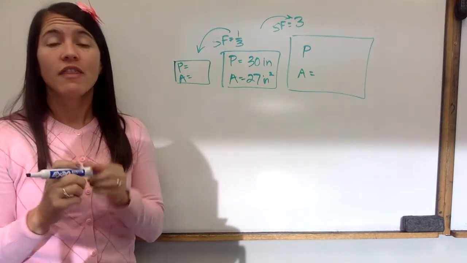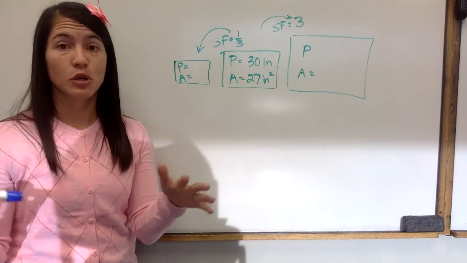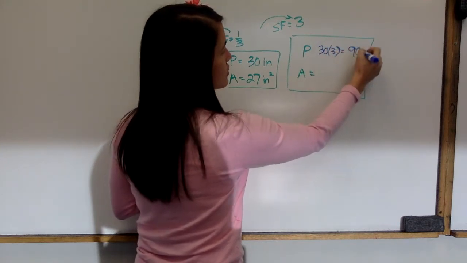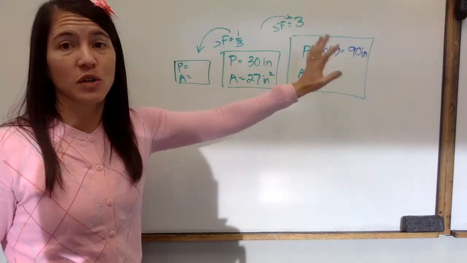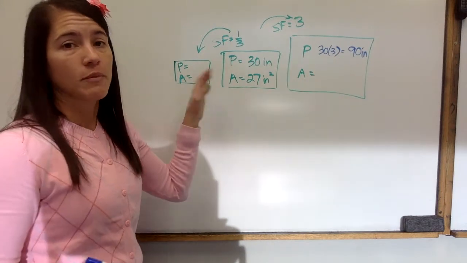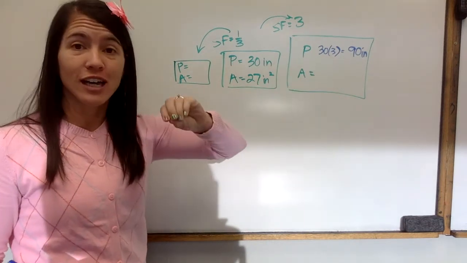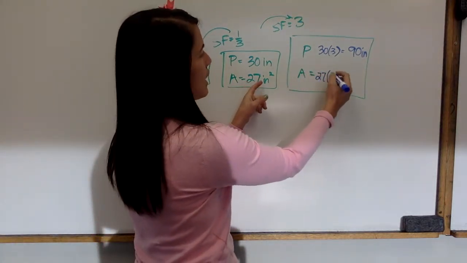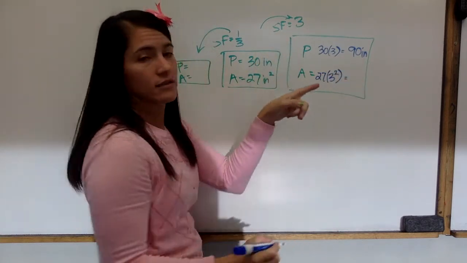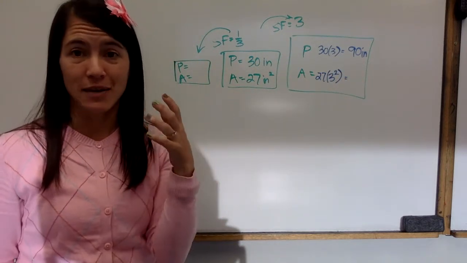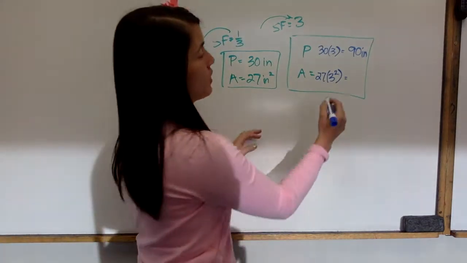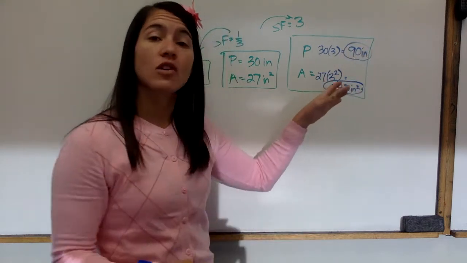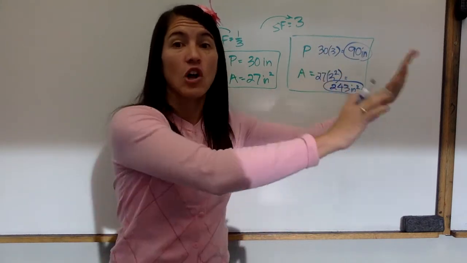Remember, perimeter, the scale factor is not going to be changed. You're just going to multiply the perimeter times the scale factor. So for my big rectangle, the perimeter is 90. I'm going to do the area of the big rectangle. For area, you have to square the scale factor. So my old area was 27. My scale factor is 3, so I'm going to square it. So 3 squared is 9. So this is 27 times 9. And I'm going to get 243 inches squared.